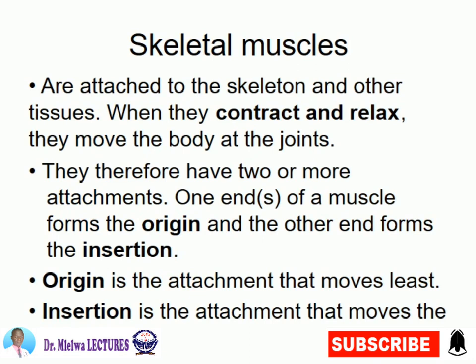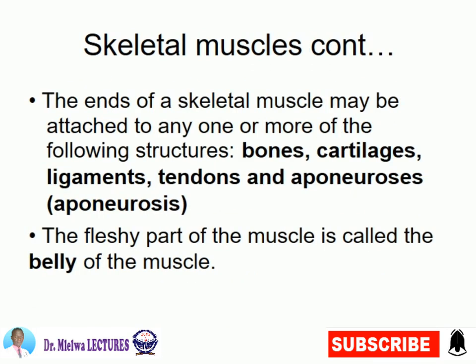In movement, the origin moves least, that is a little, while the insertion moves a lot. So the insertion is the attachment that moves the joint most, and the insertion is always nearer to the joint that is moved by that muscle. If a muscle moves, say, the elbow joint, where will you always find the insertion of that muscle? Near the elbow joint. So the ends of skeletal muscle may be attached to any one of the following structures: either a bone or a cartilage or a ligament, a tendon or aponeurosis.